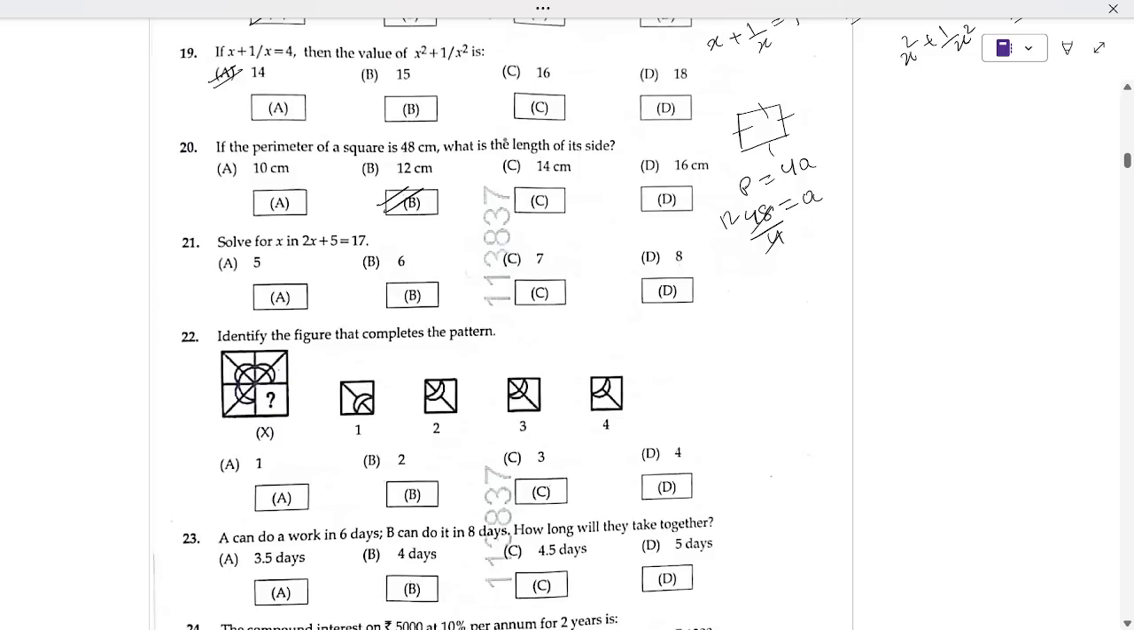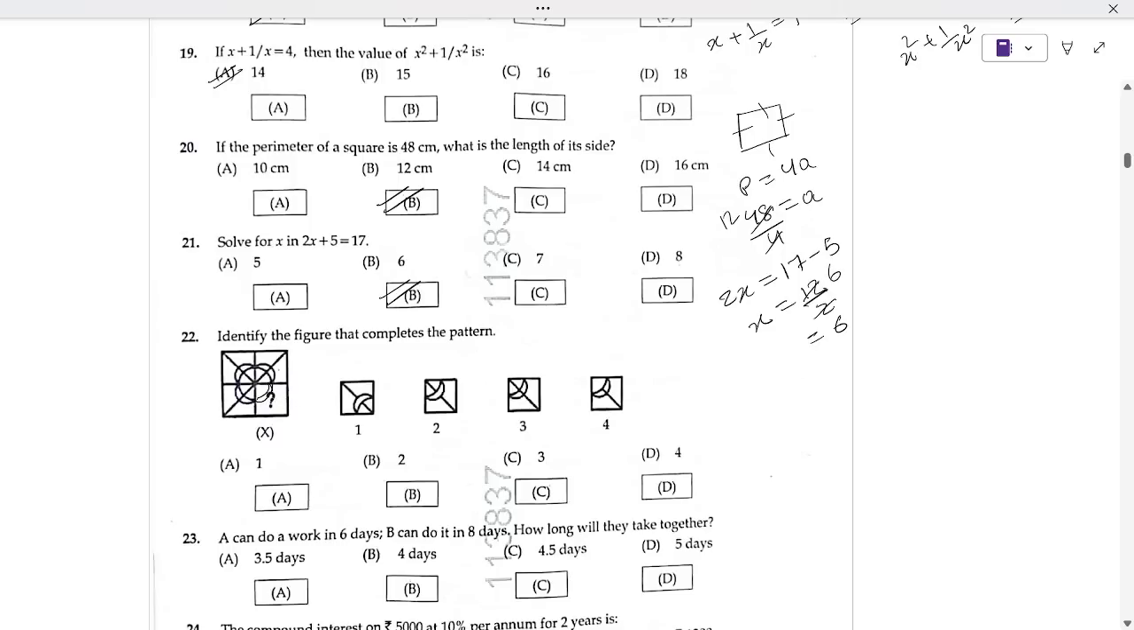They're asking us to find x. Solve for x. Here the equation is 2x plus 5 is equal to 17. That means 5 goes to the right side, 17 minus 5, then this will give us 12. That means 2 goes to the other side, divided by 2, this will give us 6. x is equal to 6. B is the answer. Now even here, this is the third question, a similar type.